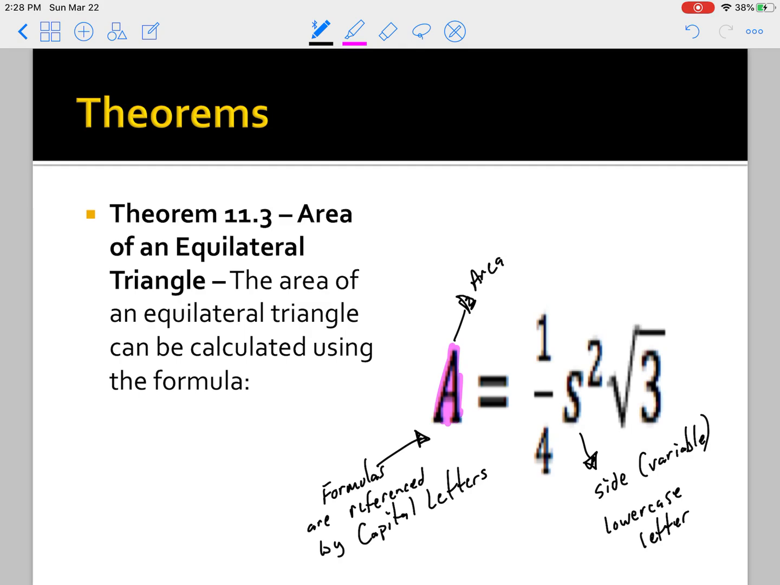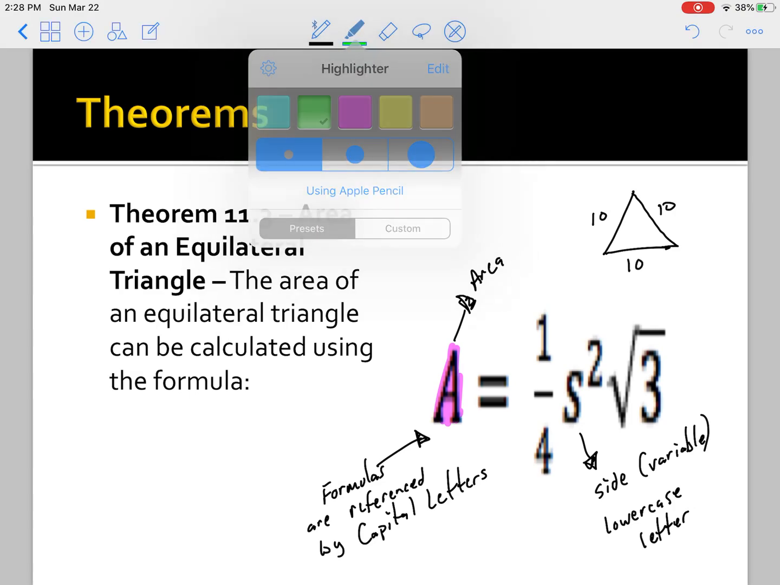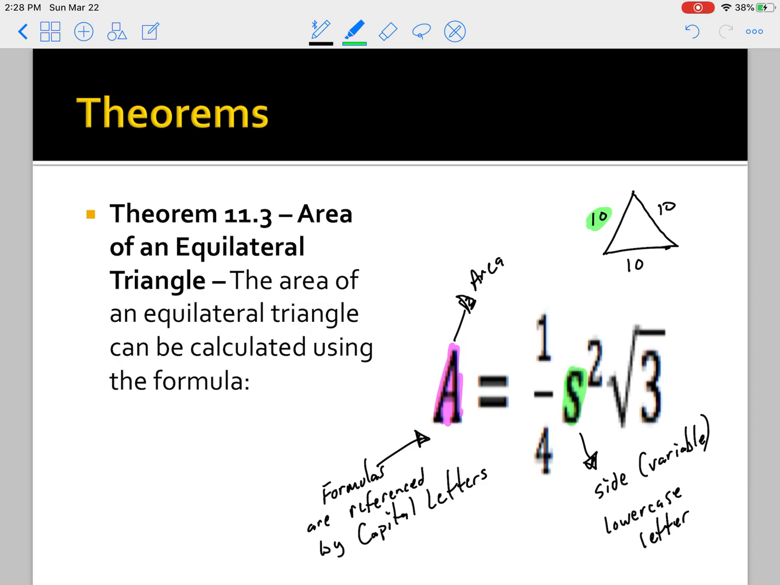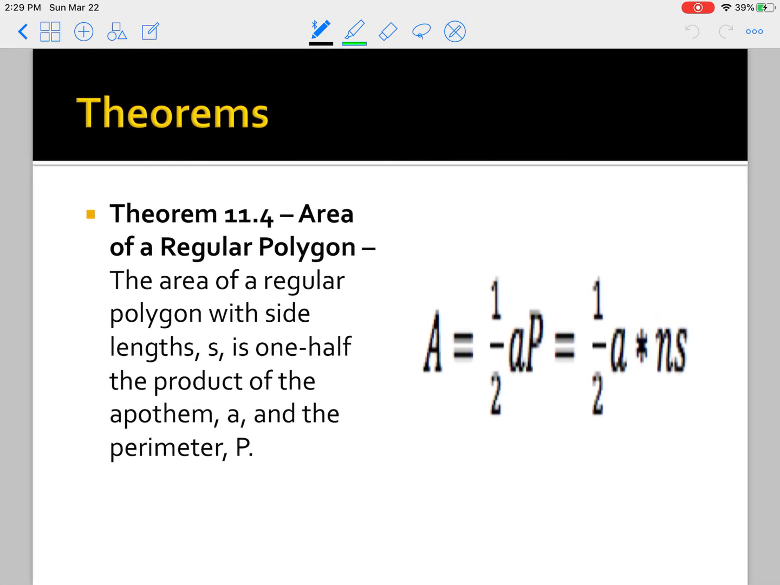And so what I would do if I had an equilateral triangle and I want to calculate the area, then I would know that all my sides would be the same length. And so all I would do is take the length of one side, and in this case the length is 10. I would substitute it in for s, and I would calculate that using most likely a calculator. So what I would end up with is the area is equal to 1/4 times 10 squared times the square root of 3. Entering that into a calculator would give you the area of an equilateral triangle with side lengths of 10.